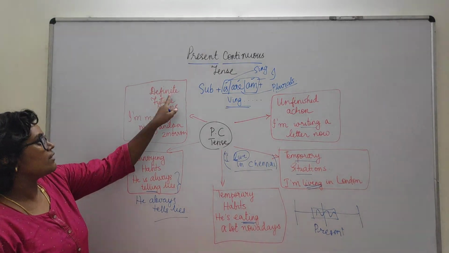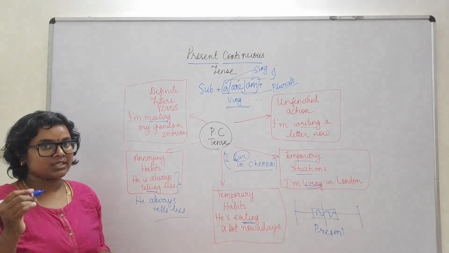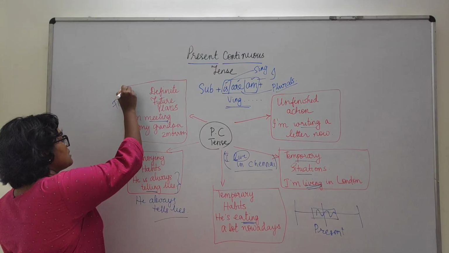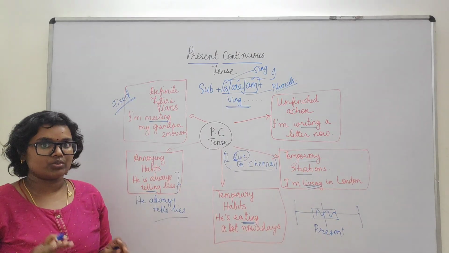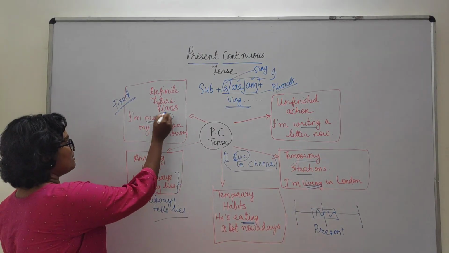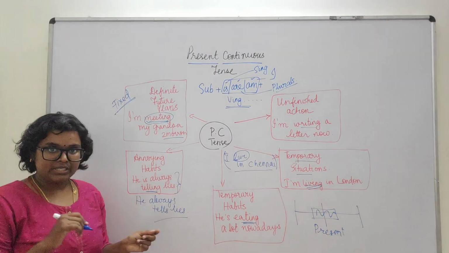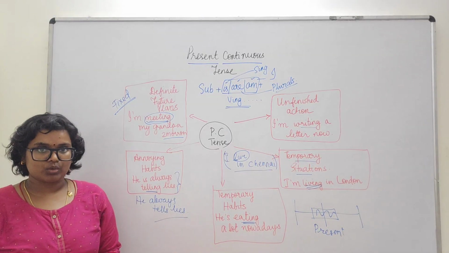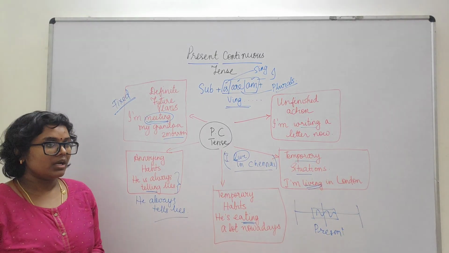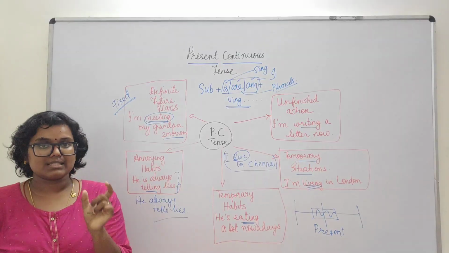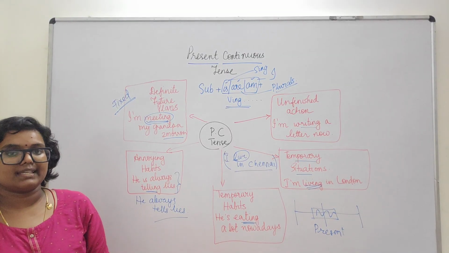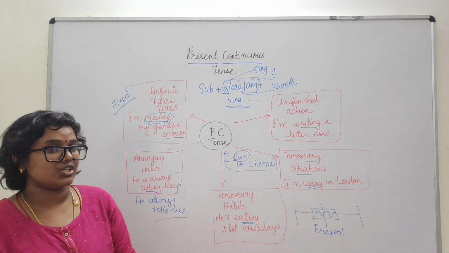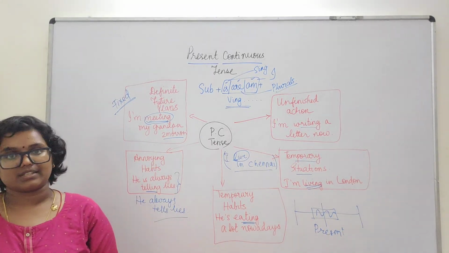Next, definite future plans. Future, but that is a fixed plan. It is more or less fixed that you're going to do something. For example, I am meeting my grandpa tomorrow. That is sort of fixed now. The fact that I am meeting him tomorrow is definitely going to happen. In the situation where it is a fixed plan, we can actually use the present continuous tense.